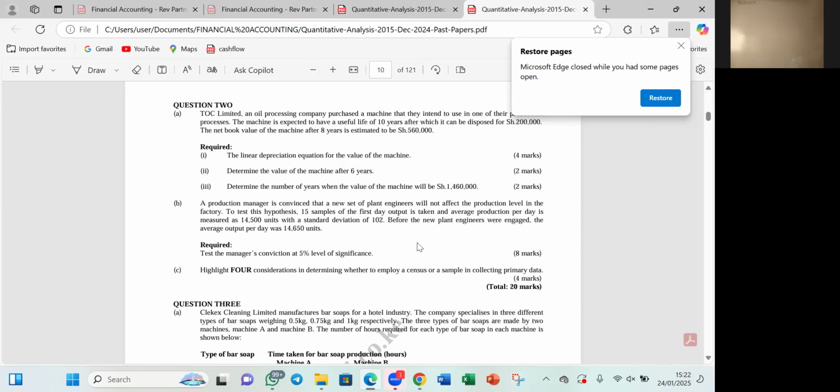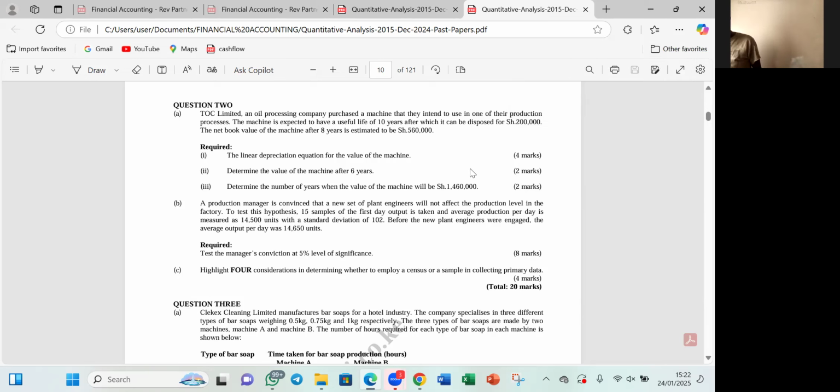Stock Limited, an oil processing company, purchased a machine that they intended to use in one of their... The word is hidden, I don't know. It is not visible. I guess it's my screen. Okay, I can now read.